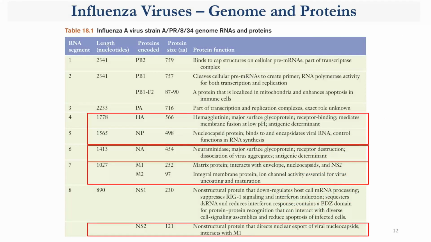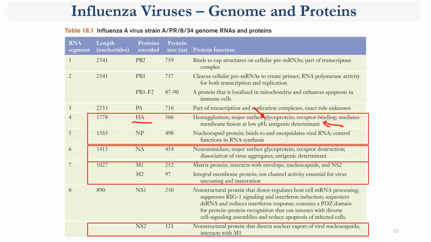So how do these segments work? Let's have a look. So segment 4 encodes HA. Segment 5 is NP, which is a nucleocapsid protein, okay? This is what encapsulates the viral RNA and controls the functions in RNA synthesis. Then you have your HA here, which is hemagglutinin. This is the same hemagglutinin that we have seen before. So again, this is a major surface glycoprotein for the virus, binds to the receptors, and results in membrane fusion at low pH. And this is also an antigenic determinant for this virus.